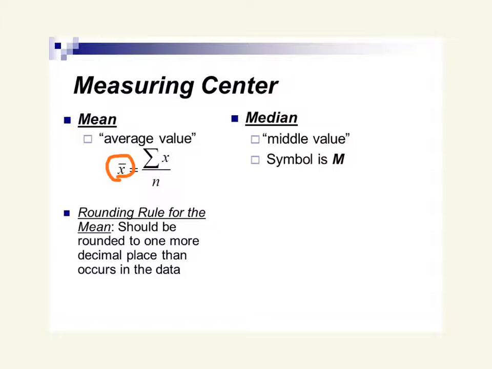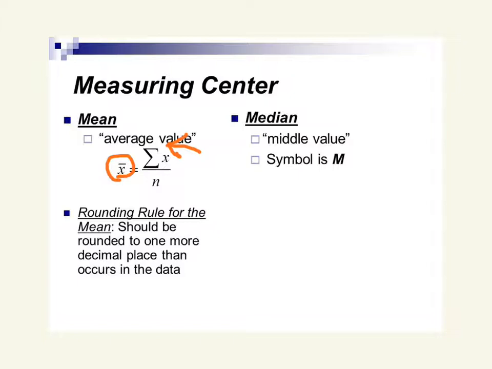And we know that we find that value by adding all the x values together. So we can see our sigma notation here, summation notation. We're going to add all the x values and then divide by the number of pieces of data we have. That's what n is representing.